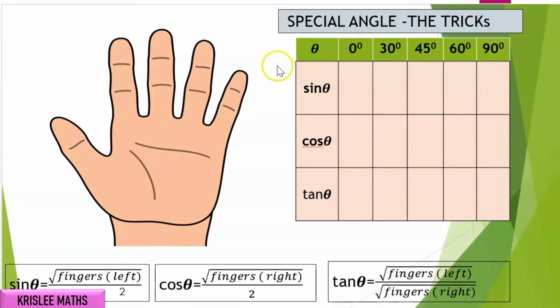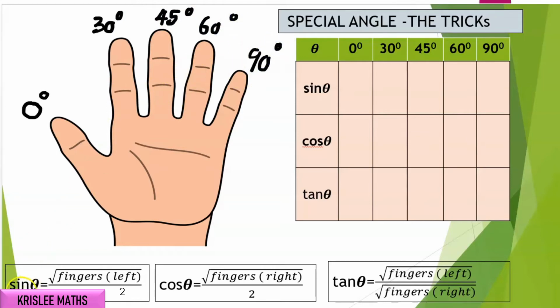Special angles and the tricks. Now here I'm going to use the palm to show you the tricks to remember the special angles. Here you have to do the labeling. We start with the thumb as 0 degree, followed by 30 degree, 45, 60, and the last one will be 90 degree.